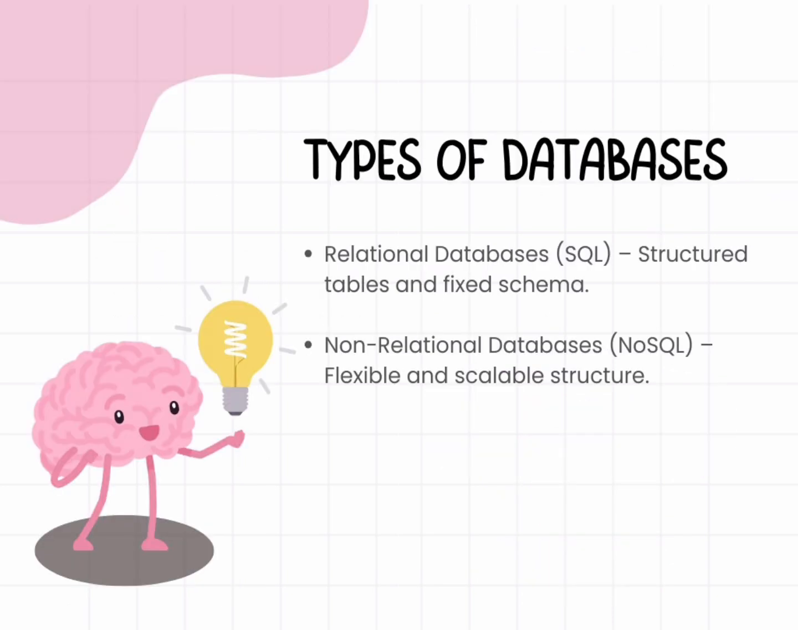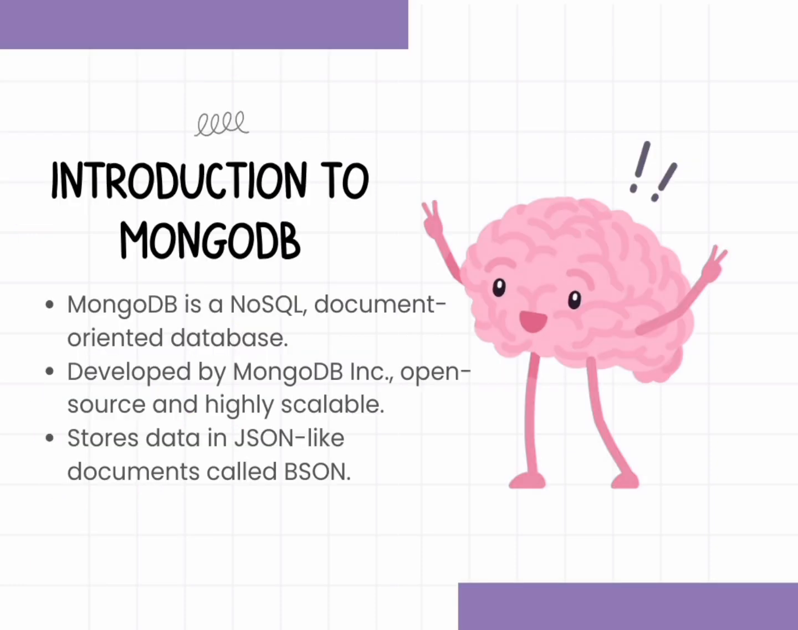There are two main types: relational, that is SQL, that are structured, table-based, and schema-defined. Second are non-relational, that are NoSQL, that are flexible, schema-less, and designed for scalability. MongoDB falls under the second category. It doesn't use tables or rows, but rather collections and documents, which makes it perfect for handling real-time and unstructured data. MongoDB is a NoSQL document-oriented database developed by MongoDB Inc.